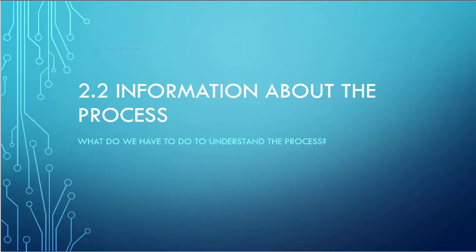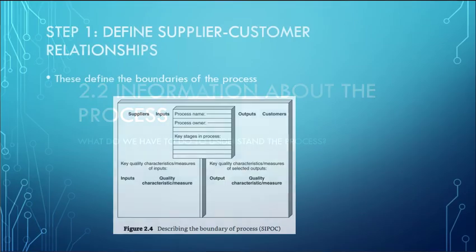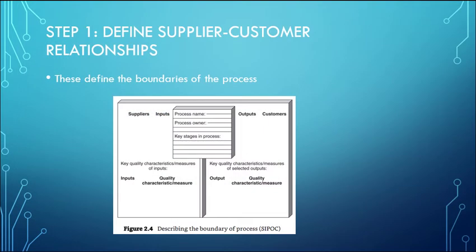So whatever your company is doing, they're following a process. So the first thing we have to do is figure out what the process is. To make sure that we understand our process, we're going to define the boundaries of the process. And those are the supplier and customer relationships.